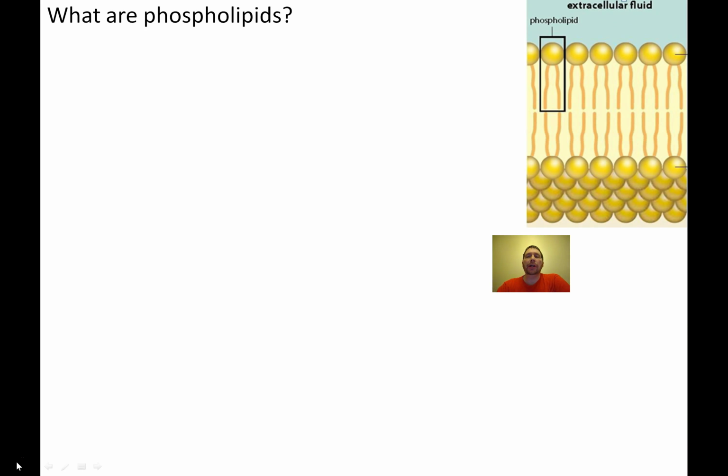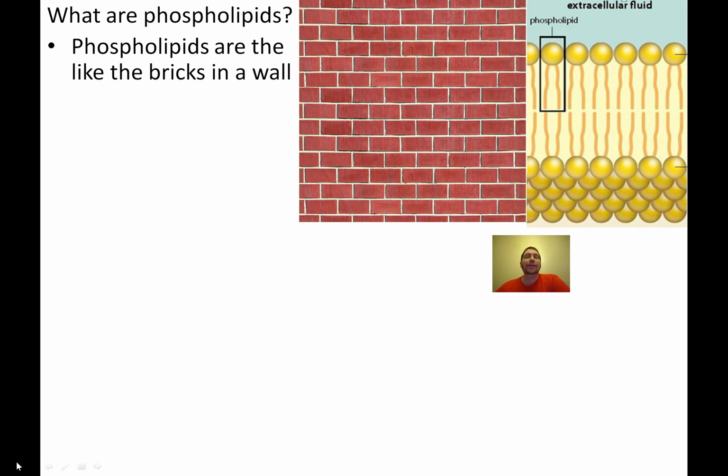We know that the cell membrane is made up of a bunch of them put together. Well, a good way to think of a phospholipid is that it is to the cell membrane what a brick is to a wall. It takes a bunch of phospholipids put together in order to make the cell membrane. You can think of each one of these bricks as an individual phospholipid. One phospholipid by itself isn't much, but if you take a whole bunch of them and put them together, you have a cell membrane.